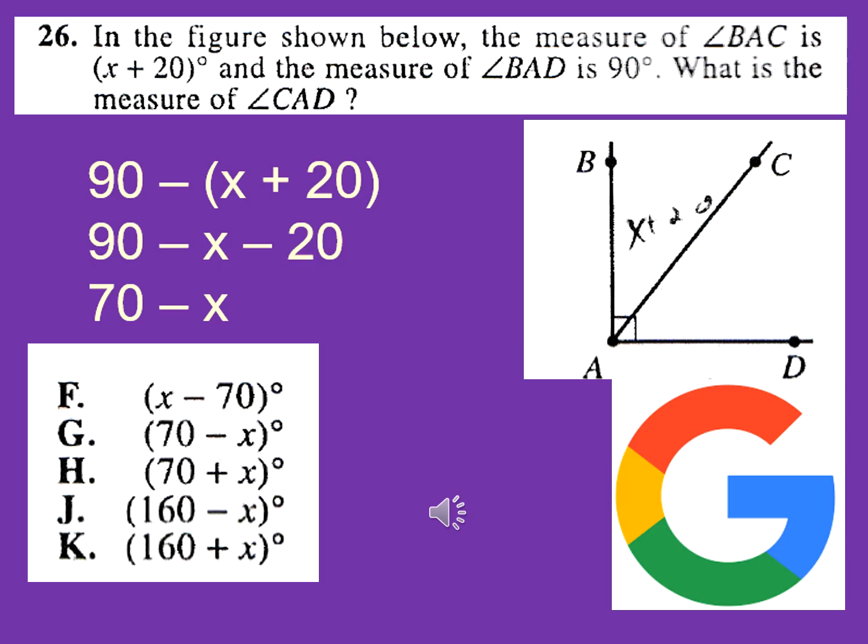So here's the picture I actually scanned from the original sample test. And you can see I wrote in there x plus 20 in the angle they told us was x plus 20. What we want to do is take 90 minus that to figure out how big the other part of that right angle's got to be. And here I've got 90. I distribute the minus sign, so minus x minus 20. What we end up doing when I combine like terms is 70 minus x.